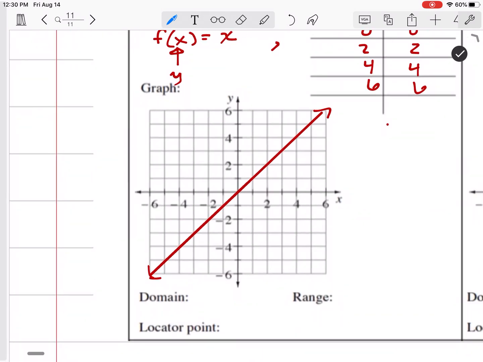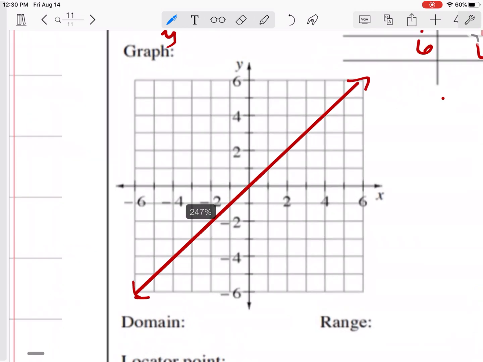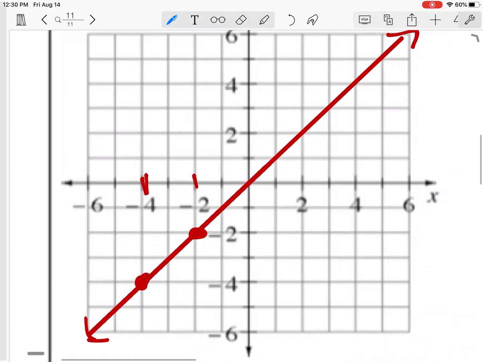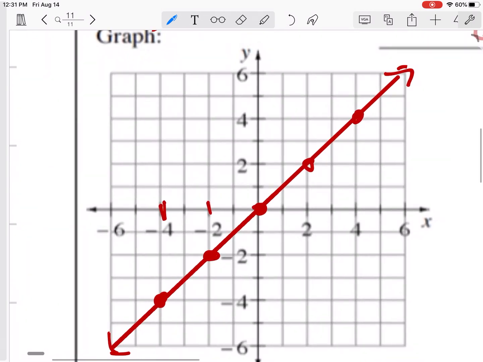And this would go on forever in both directions. You can graph the lines based off the points. Input -4, outputs -4. Input -2, outputs -2. Input 0, I output 0. Input 2, output 2. 4 outputs 4. 6 outputs 6.